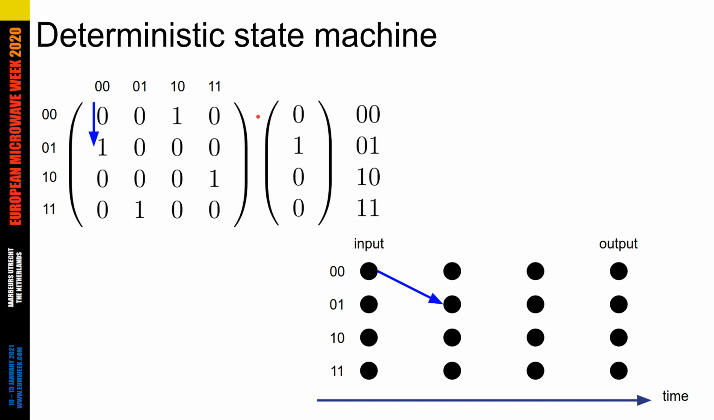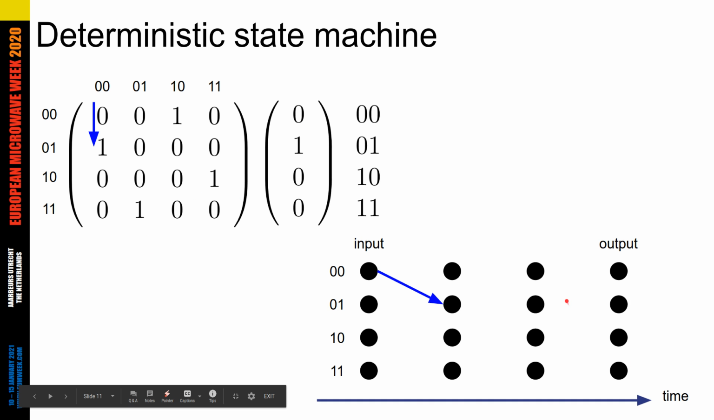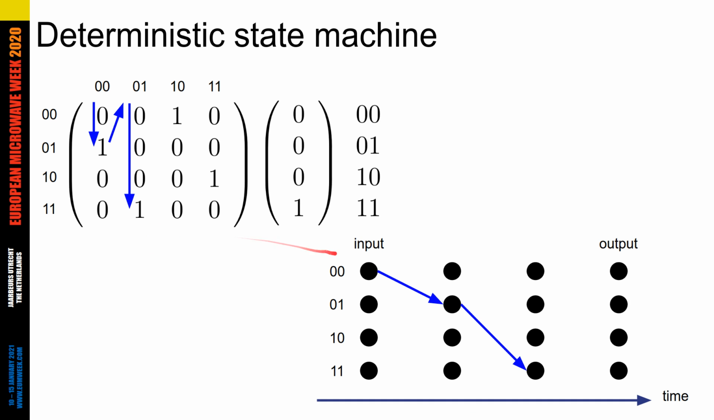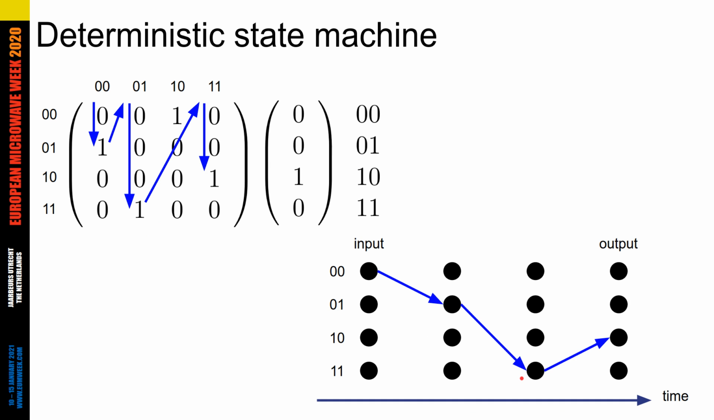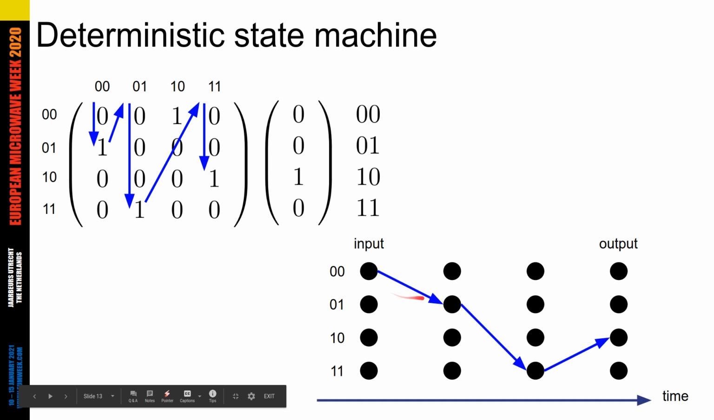So if we were to act this matrix on an input state, let's see what we would get. Well, if we start with a 0, 0, it sends us to 0, 1. And that's what I'm showing down here, where I plot the state of the computer versus time. If we act the same logic operation again, we can see that it sends the state 0, 1 to the state 1, 1. And that's what we show with the second arrow here. And so forth and so on. The deterministic state machine goes from one state to the next as we act logic operations on it.